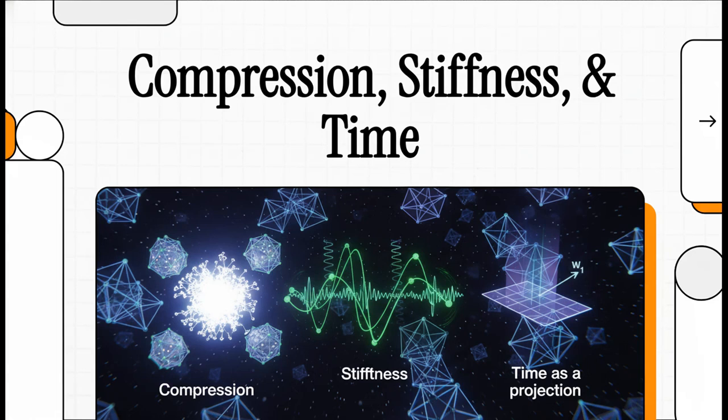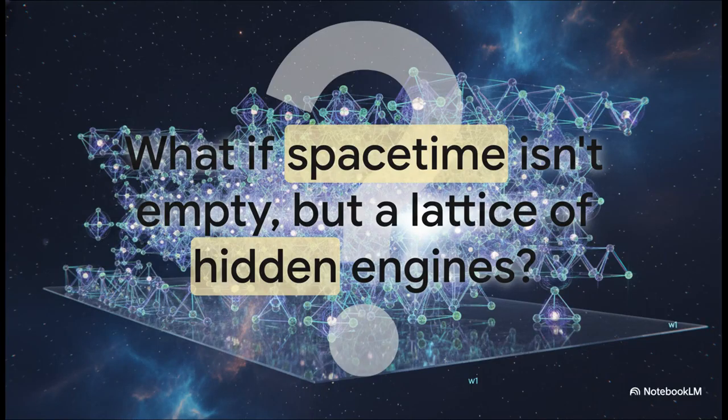All right, let's dive right into a really fascinating and kind of out there model of spacetime called the MMU. We're going to see how just three core ideas, compression, stiffness, and time being a projection, can paint a very, very different picture of our reality. So, let's just kick things off with a wild idea. What if the vacuum of space isn't a vacuum at all?